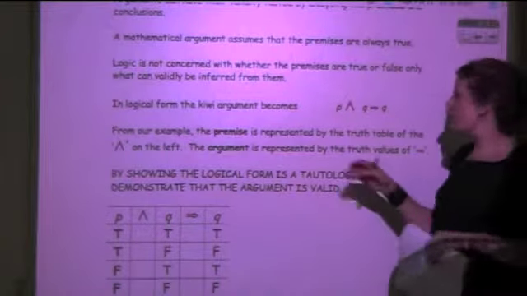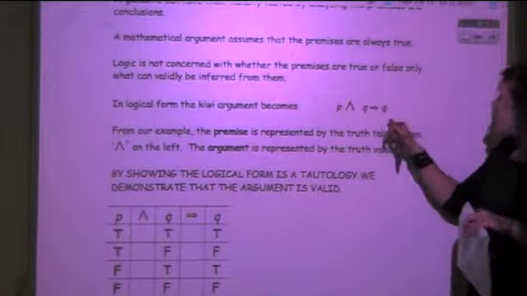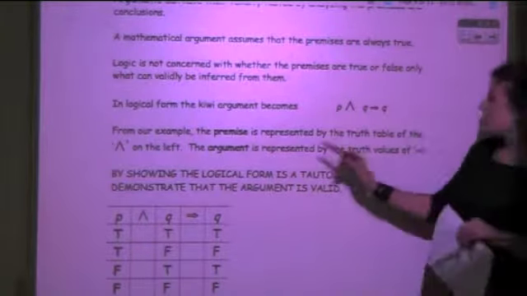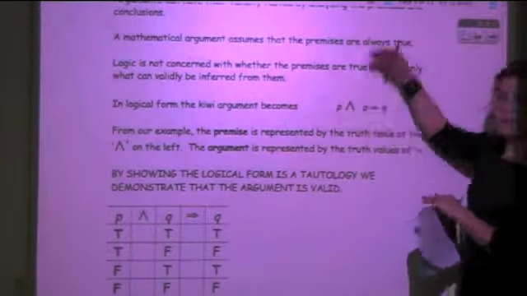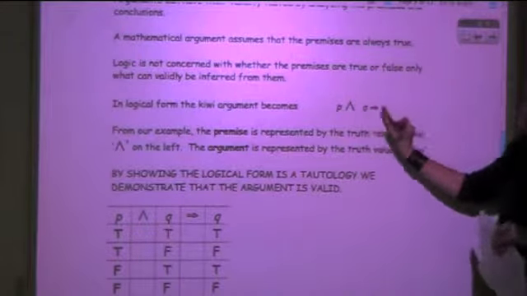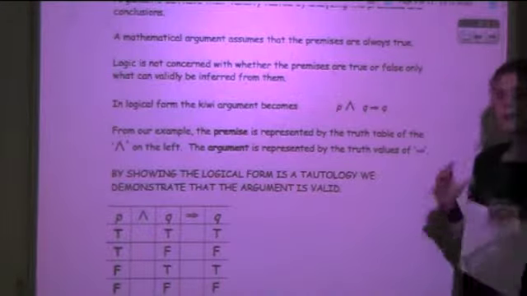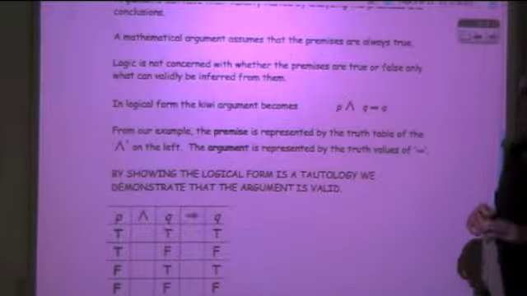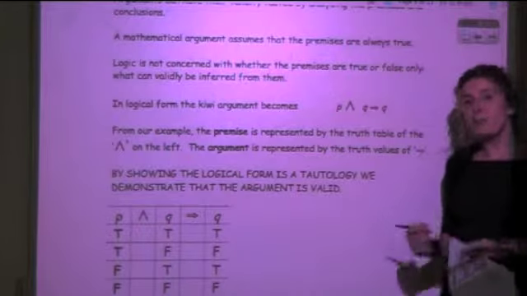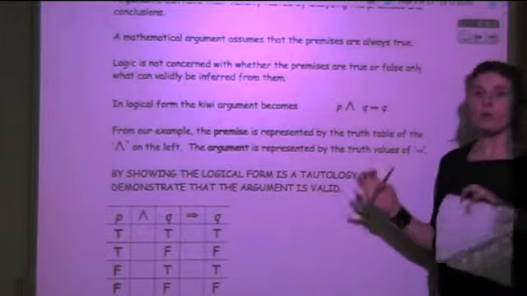In logical form, the Kiwi argument becomes, well, we want P and Q to be true, and that will imply that Q is also true. So, the premise is represented by the and on the left, because this was the things above the line, and the argument is represented by the truth values of when you're using the implication of the answer to this and the implication of Q. And this is really important. By showing that the logical form is a tautology, we demonstrate that the argument is valid. And remember, a tautology is when you've got that final column in your truth table, that they are all true.